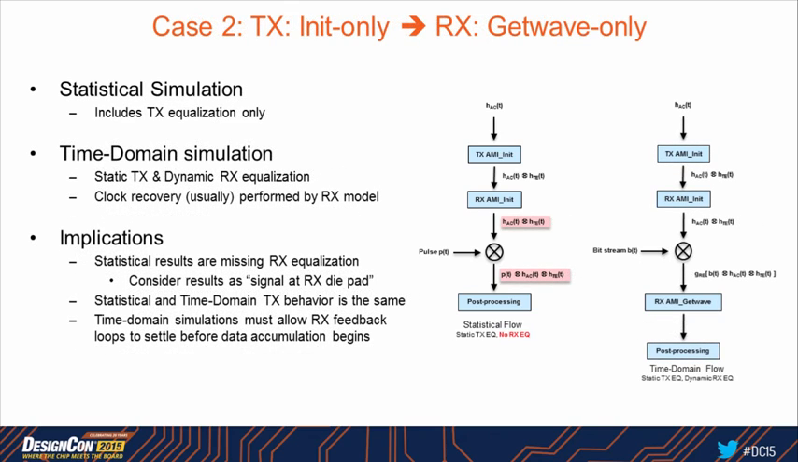So now let's look at the next case, which is one where the transmitter model is only doing impulse response processing and the receiver model is only doing waveform processing. Okay, and this is a pretty common case. For a long time, people believed that if you had a DFE, you could only have a waveform processing model. And so as a result, this is pretty common. Transmitters tended to be Init-only, receivers tended to be Getwave-only, and this particular case happened a lot. Now, the simulation flow used for statistical analysis is going to be exactly the same.